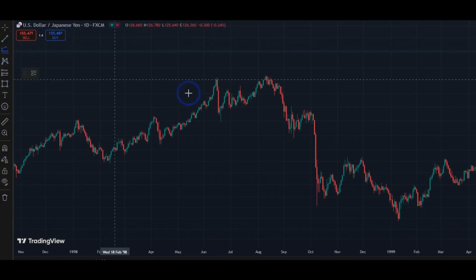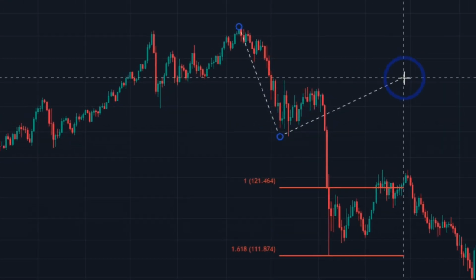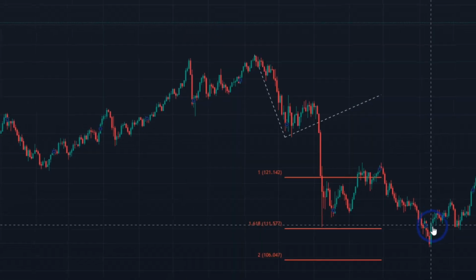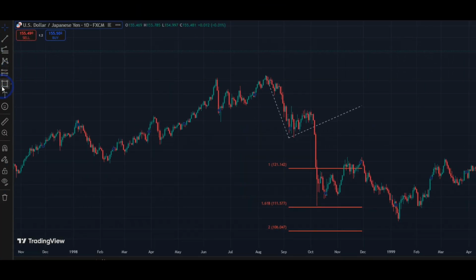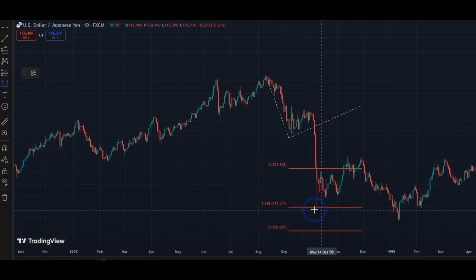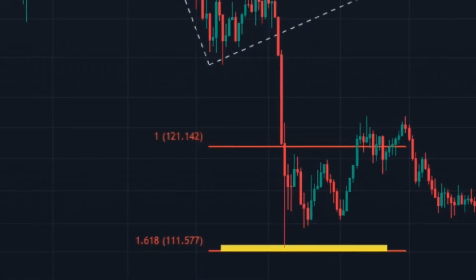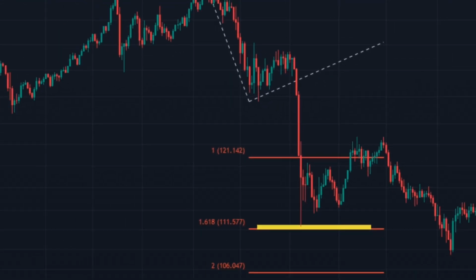On the USD-JPY chart, as we can see on the daily time frame, the first click is on the beginning of the downward price move. The second click is on the end of the downward price move. And the third click is on the end of the correction move. The price beautifully reached the 1.618 level and showed a reaction there.